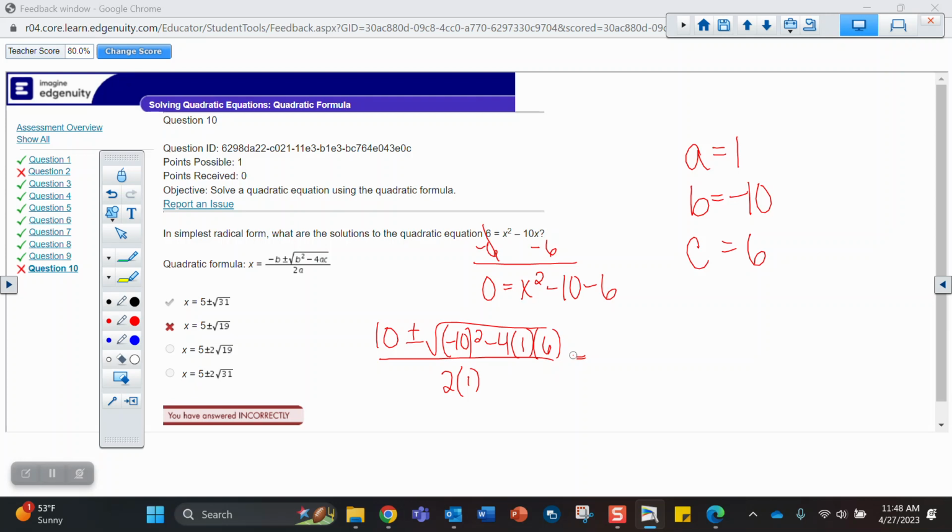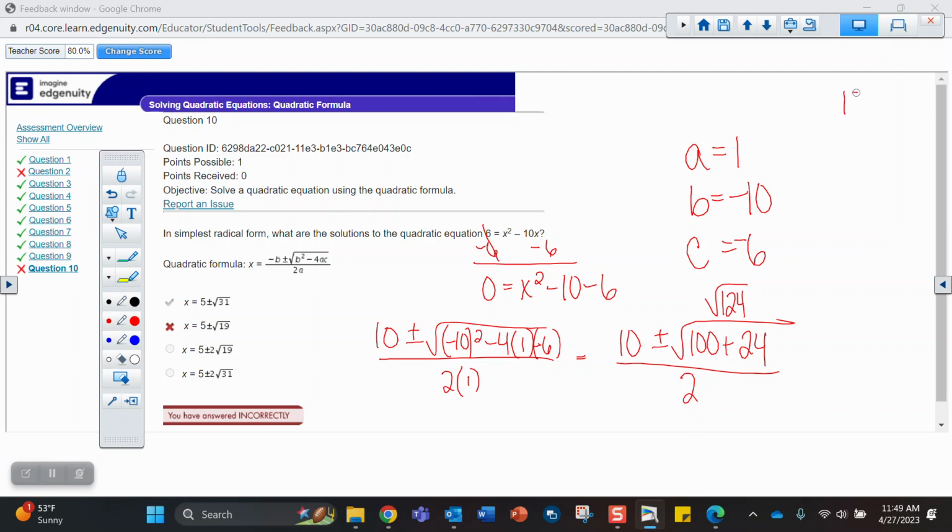So I'm going to do some simplifying. 10 plus or minus the square root, that's going to be 100 minus 24. Oh shoot, C is negative. Negative. Now it's plus 24. And it's going to be all over 2. So this is the square root of 124. Simplifying it, I'm just writing it on top so I'm not having to rewrite the whole thing over and over and over.